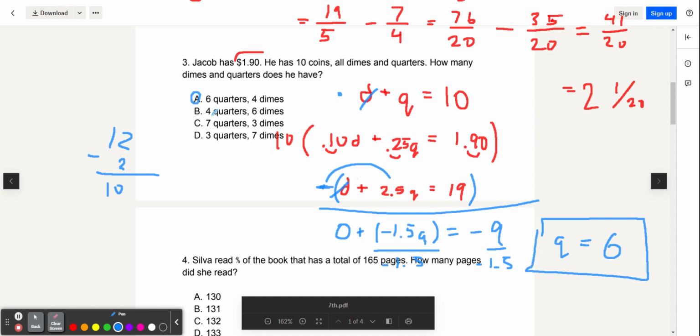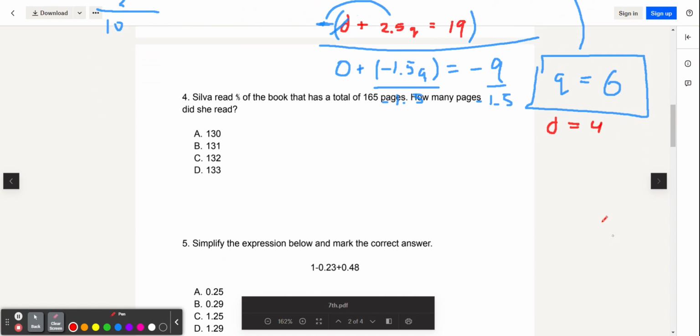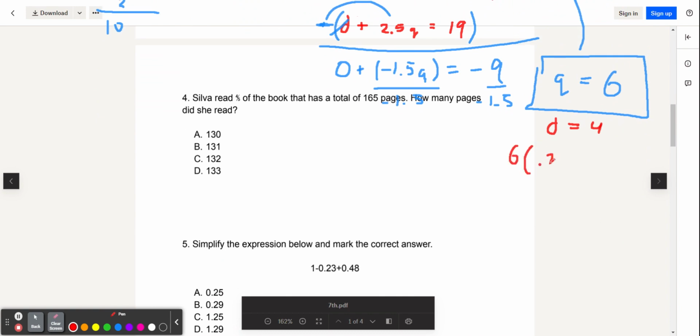I mean, we can just pick A right now because it's the only one with 6 quarters, but let's check our work. If you plug 6 back into our original equation, we get that D is equal to 4. Obviously, because we have 10 coins total, 6 are quarters, so 4 are dimes. Now let's check how much money this is. 6 quarters plus 40 cents from 4 dimes.